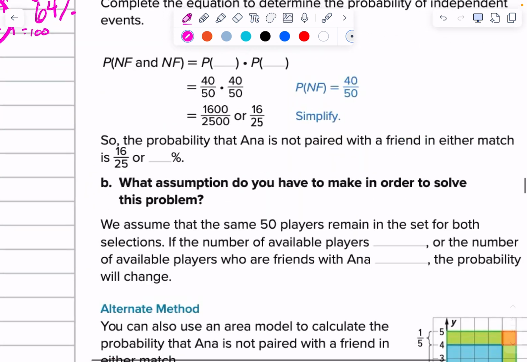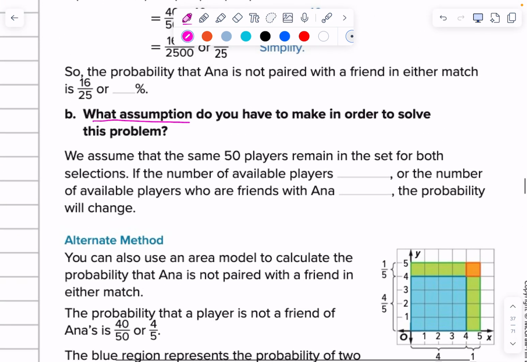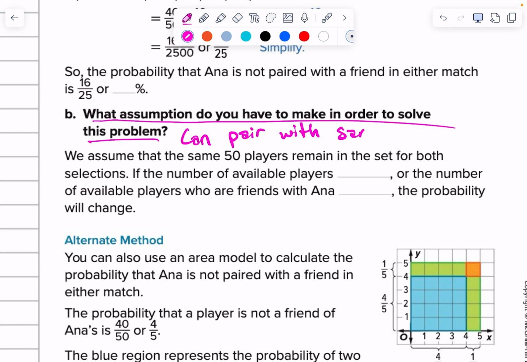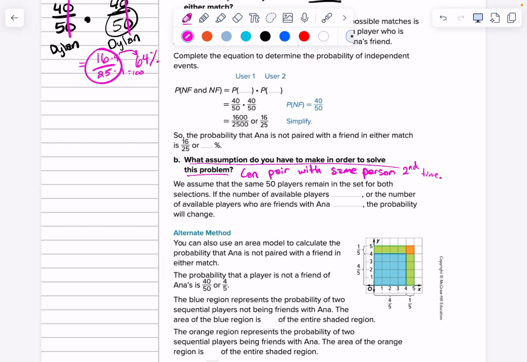Very nice, okay? Part B says, what assumption do you have to make in order to solve this problem? We already talked about this, but what is it? You can be paired with the same person the second time. So they're both out of 50. Got it? Okay, good? All right, moving on.